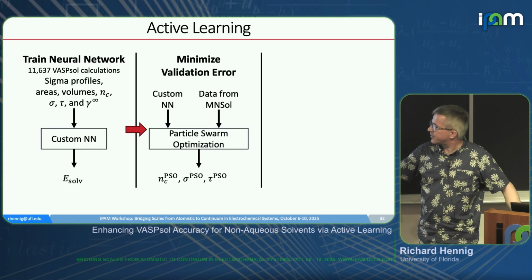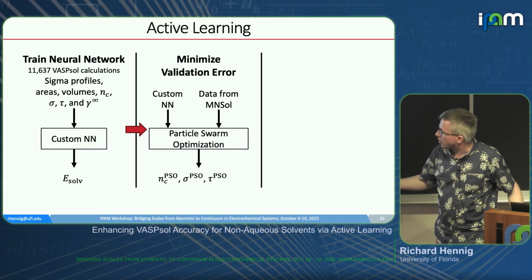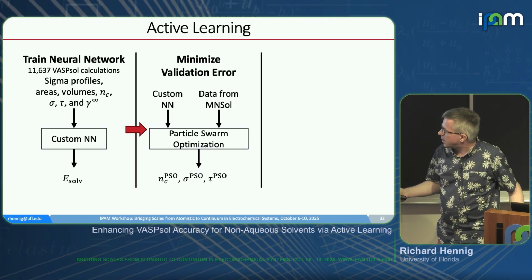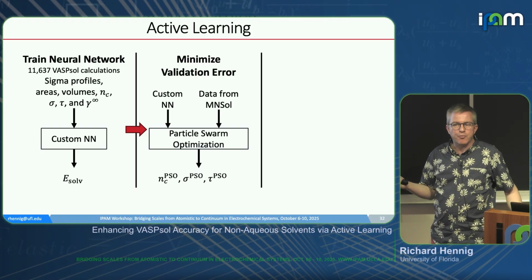Next step, after we have that model, I'm going to say a little more about what that model looks like. But after we have the model, we're going to minimize that error over these three parameters. We're going to find the minimum. We're going to find a new set of parameters.